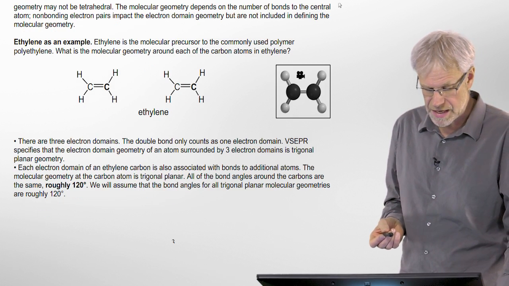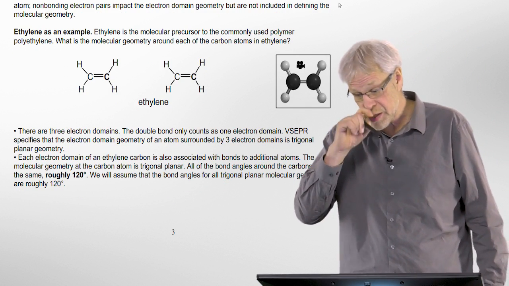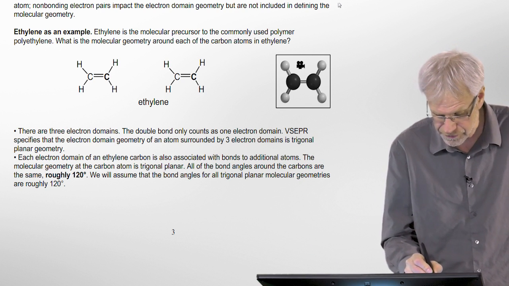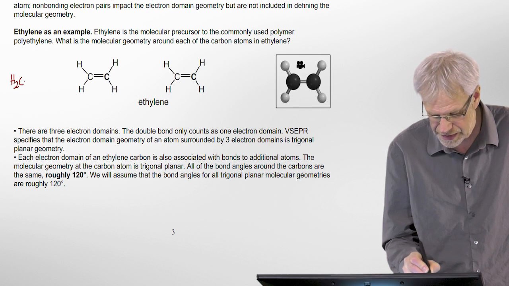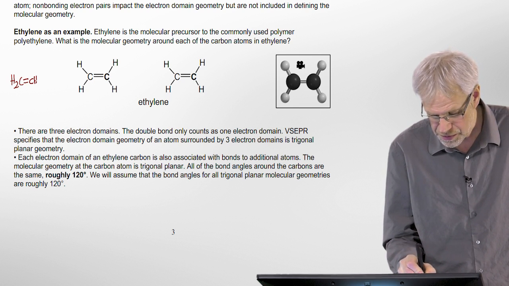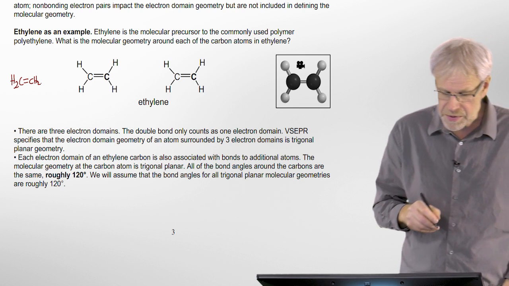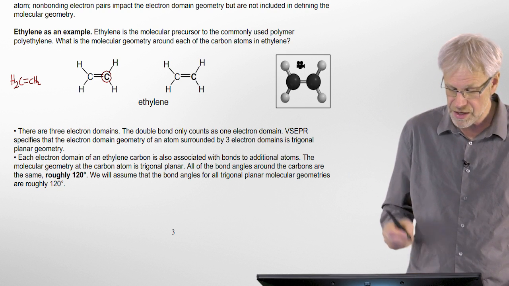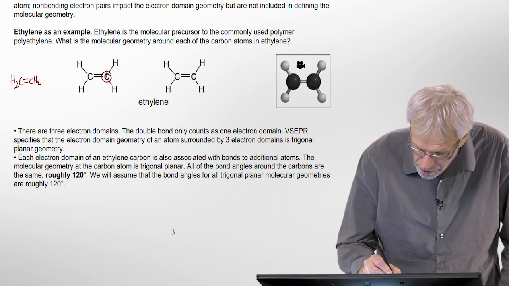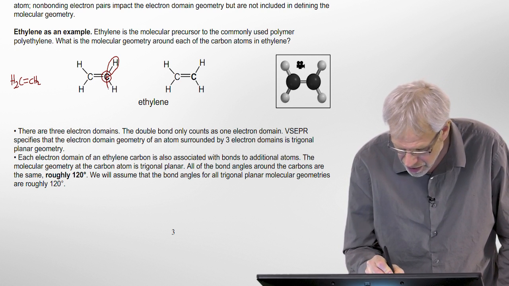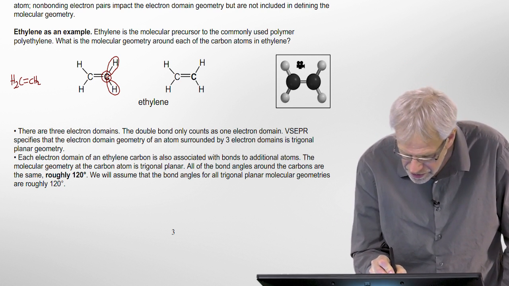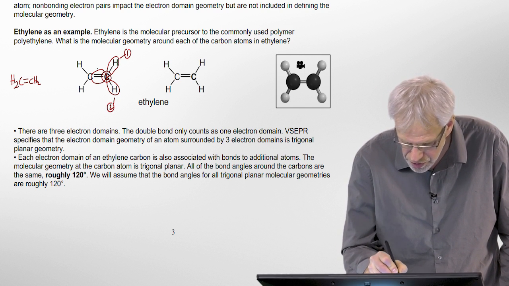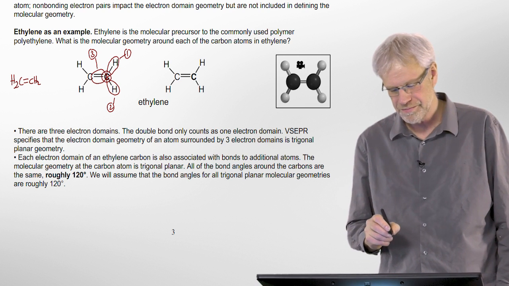An example is ethylene. Ethylene is a molecular precursor to polyethylene, and ethylene has the following molecular formula. It's 2 hydrogens connected to a carbon with a double bond to a carbon and another 2 hydrogens. So if we pick any one of the carbons, for instance this one, we find that this carbon actually has 3 electron domains. There's one in the carbon-hydrogen bond, another in another carbon-hydrogen bond, and there's another electron domain in the carbon-carbon double bond. So that's 1, 2, 3 domains.